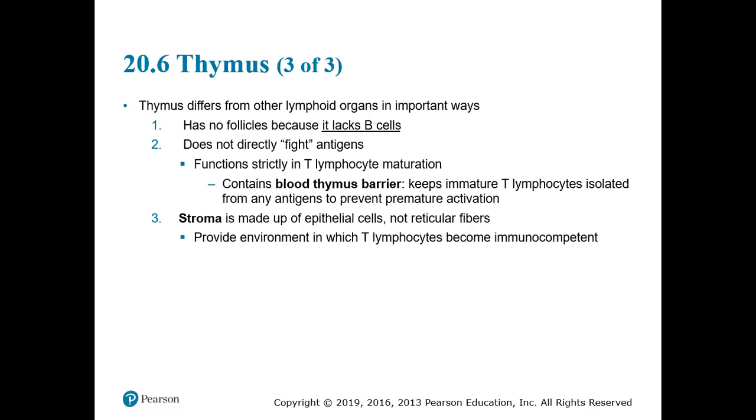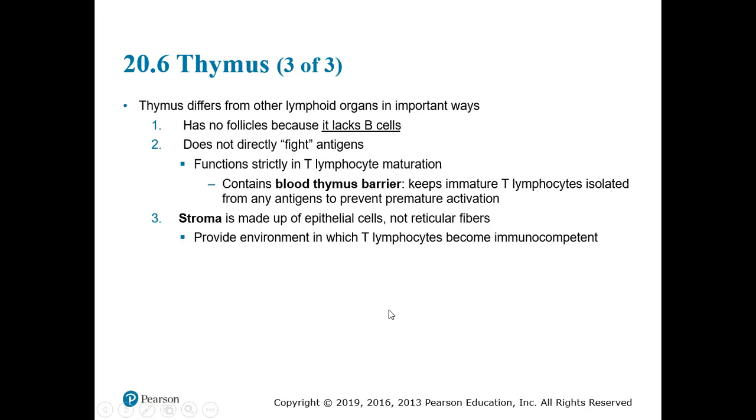Now, notice here that in thymus, right, we said thymus is where T cells mature. Well, the thymus is different than other lymphoid organs because it lacks B cells. Definitely lacks B cells, and it doesn't directly, quote unquote, fight the antigens. Now, again, we have T lymphocytes. This is the location of T lymphocytes maturing. This is the only place where the T lymphocytes are going to mature.